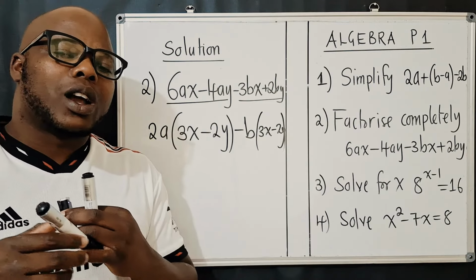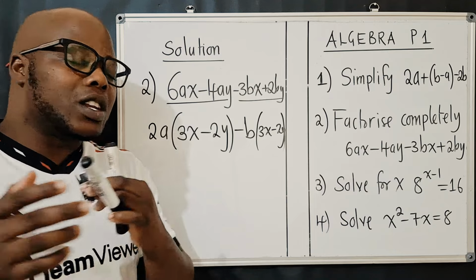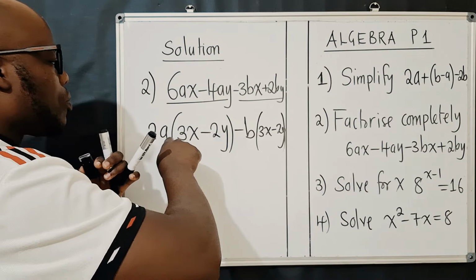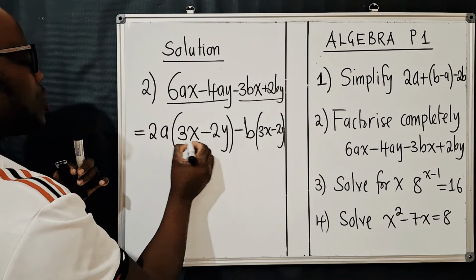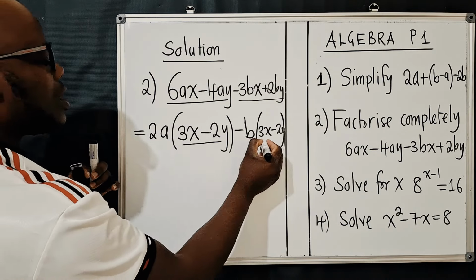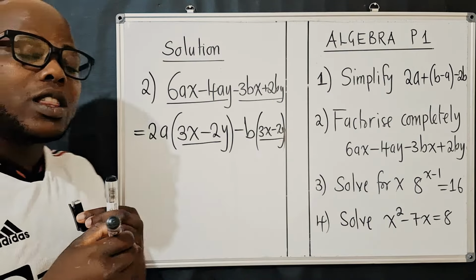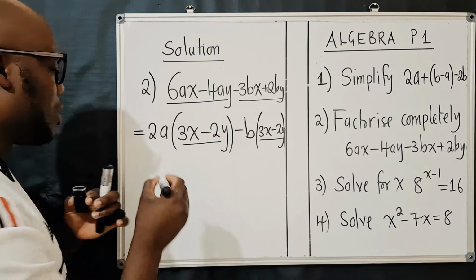So that's it. And the rule of factorization here says that the moment you reach this stage, what is here must be equal to what is in this next set of brackets.